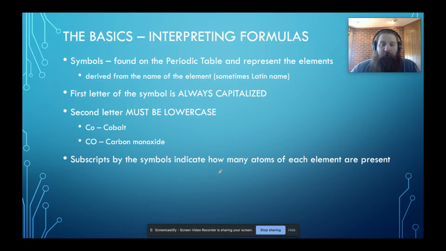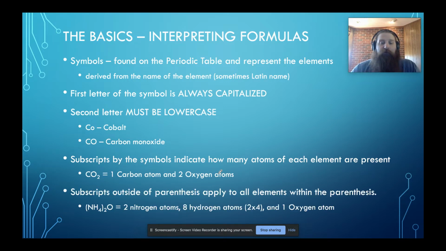The subscripts by the symbols tell you how many atoms of each element are present. Okay, it's pretty obvious. So like CO2 has one carbon atom and two oxygen atoms. If you have subscripts outside of a parentheses, then they apply to all the elements within the parentheses. Just like in math, you're going to distribute that number. So here, I've got 2 times an implied 1 and 2 times that 4. So I have 2 total nitrogens, 8 total hydrogens. I only have 1 oxygen. That 2 has nothing to do with the oxygen that comes after it. The subscript always acts on the thing to its left.